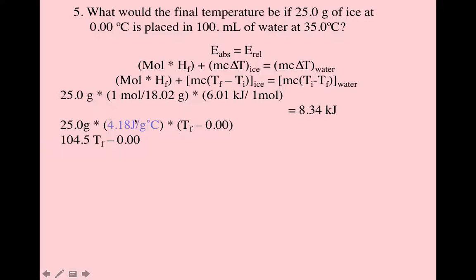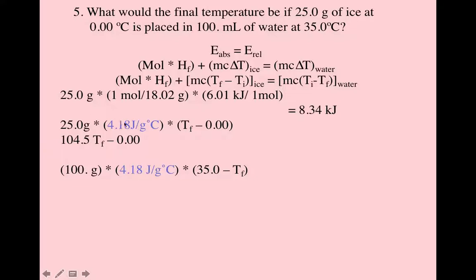And when we do the math, you should actually get 104.5 TF. I took 25 times 4.18 times TF. That's the variable I have here. And then I'm just multiplying by a 0 as I distribute these to the 0. So that's going to totally drop out of this term. And all I've got to worry about now is the 104.5 TF on this side.